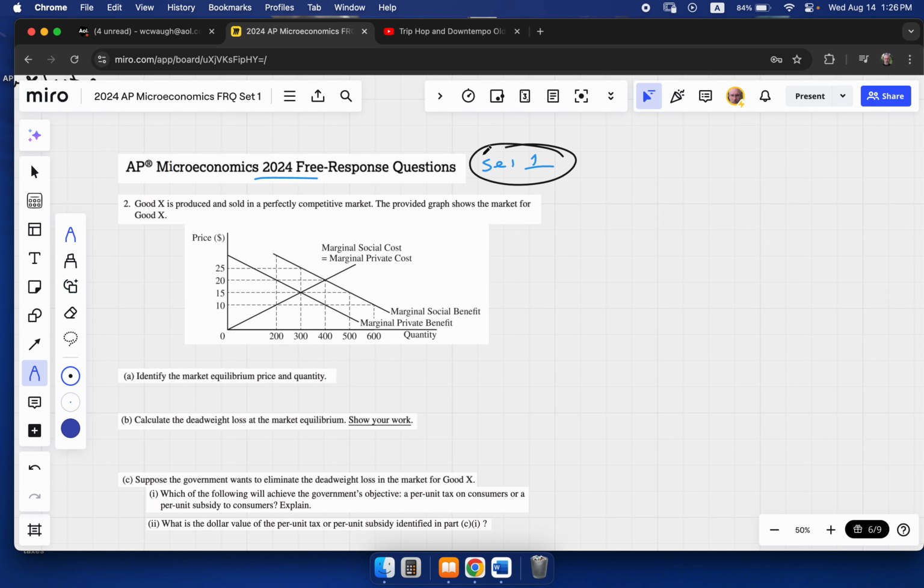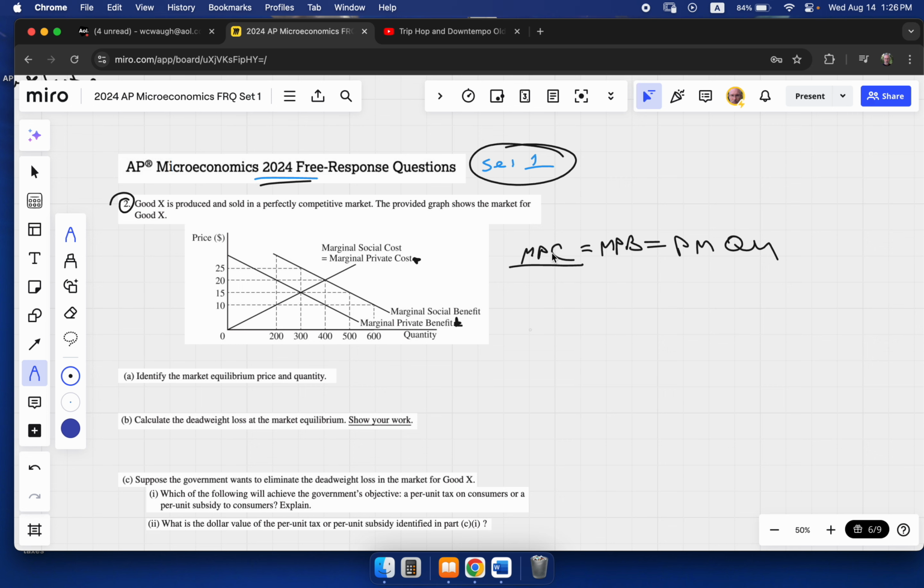All right, Set 1, 2024. This is number 2. Looks like an externality question. Anytime I'm looking at an externality graph, there's a couple things that we should just know off the top of our head. First of all, where our marginal private cost equals the marginal private benefit, that is the price of the market and the quantity of the market.